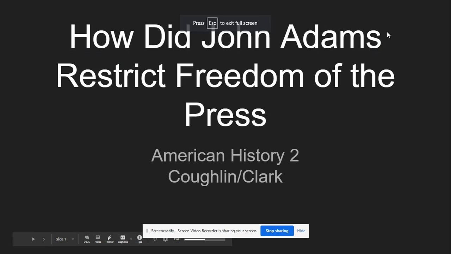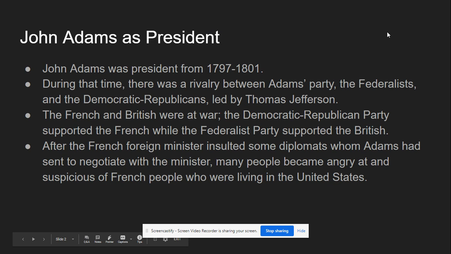So how did John Adams, second president of the United States, restrict freedom of the press? John Adams was president from 1797 to 1801. During that time, there was a rivalry between Adams' party, the Federalists, and the Democratic Republicans led by Thomas Jefferson. The French and British were at war at the time. The Democratic Republican Party supported the French, which Jefferson was part of, and the Federalist Party supported the British.